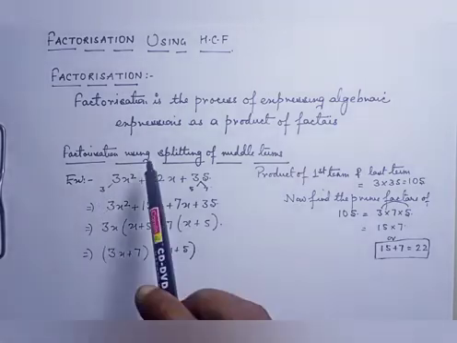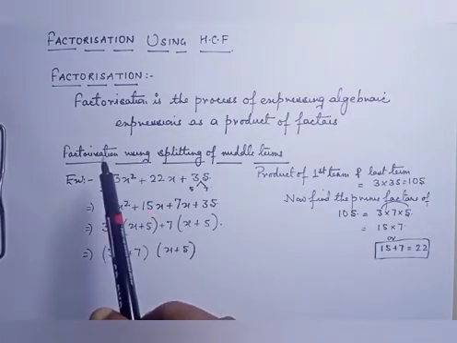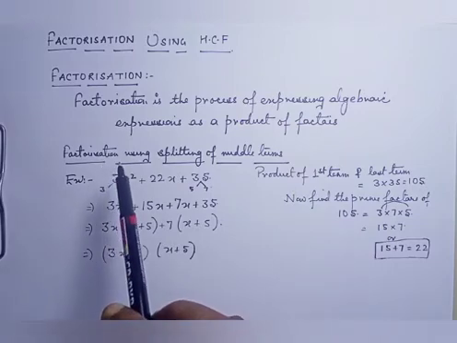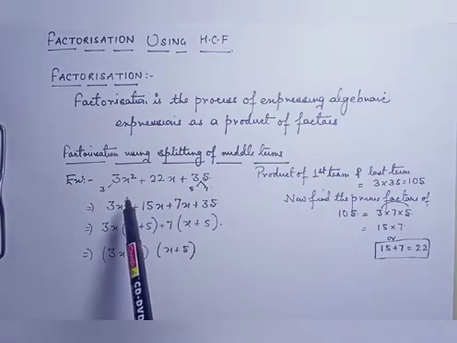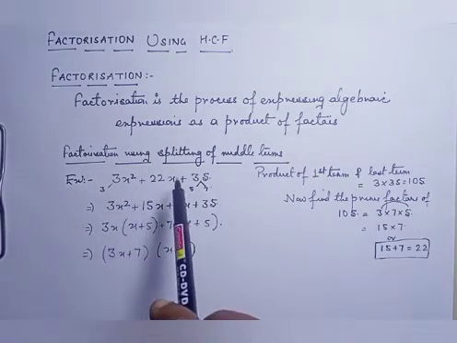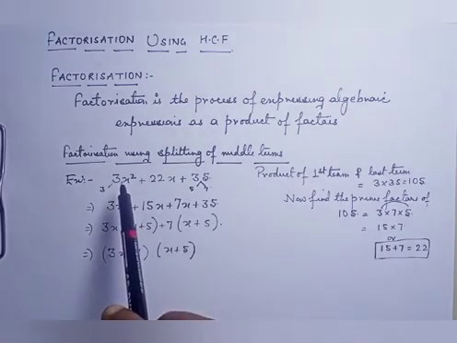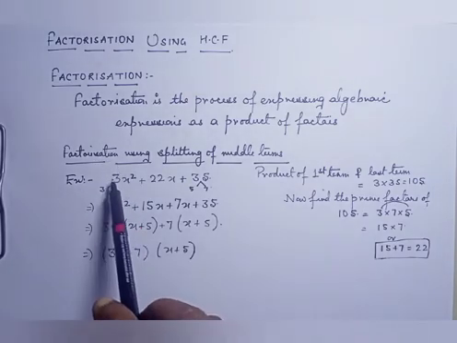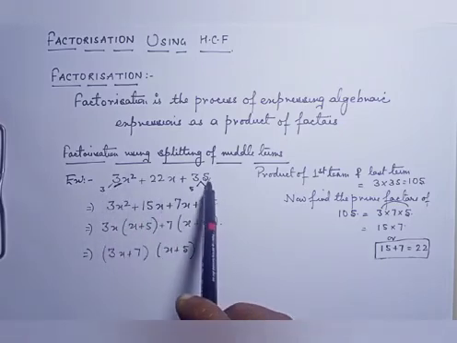Now over here we are going to see the method of how to factorize a given polynomial by splitting of middle terms. Over here I have taken an example as 3x square plus 2x plus 35. The first thing that we are going to do is take the product of the numerical coefficients, that is the first one and the last one.